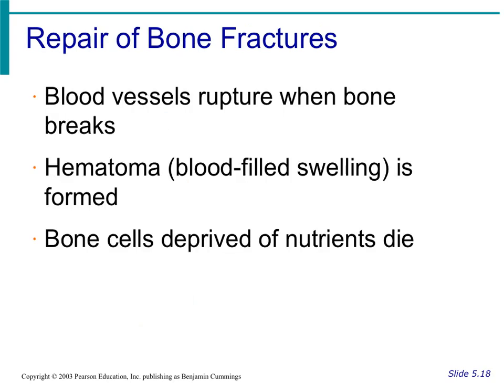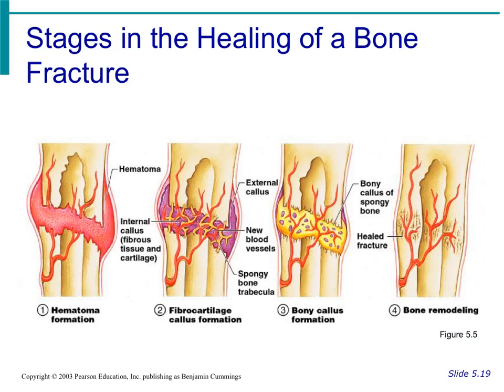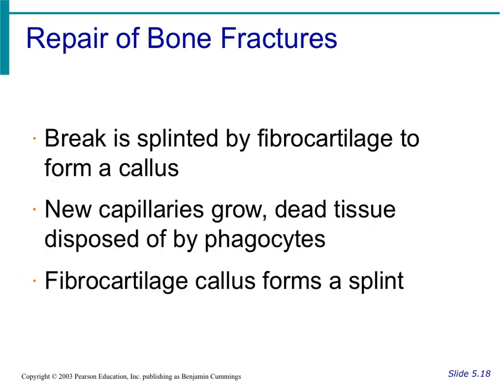So when a bone breaks, the blood vessels that are in the bone rupture. No surprise. You break blood vessels when you damage tissue. So the first thing that happens is that a hematoma forms. A hematoma is essentially just a blood-filled swelling. And the bone cells that are in the area, if they're deprived of nutrients, will end up dying. So the first thing that happens when a bone breaks is that the hematoma formation occurs.